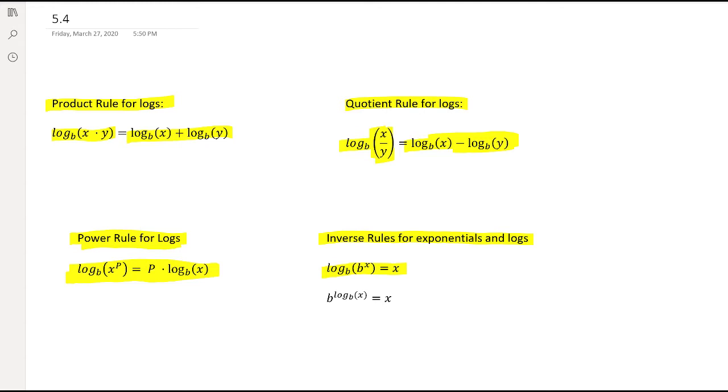And then a new rule here is b, when we have a base b raised, so this is the base of the exponential, when our b is raised to a power log base b of x. So once again, the base of the exponential is the same as the base of the log. Because they're inverses, the answer is going to be just the argument, just x. Okay? All right, so we're going to use all these rules throughout the various examples.